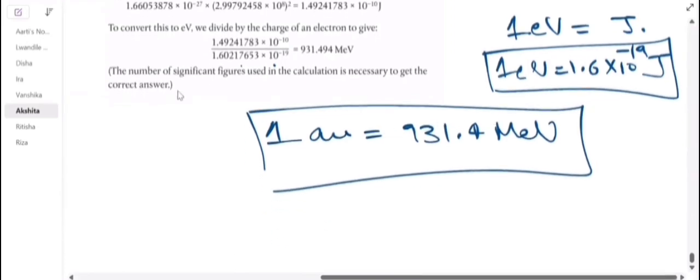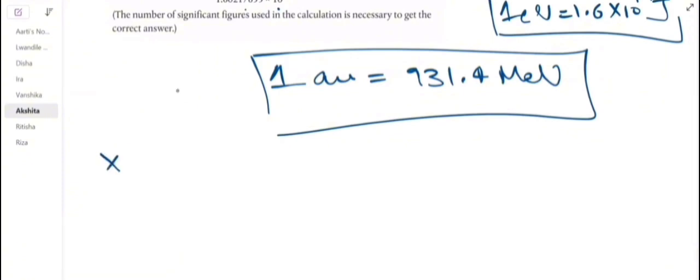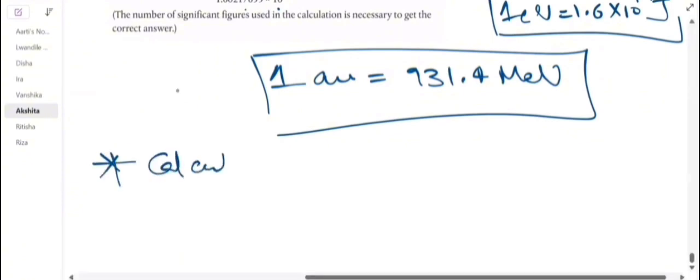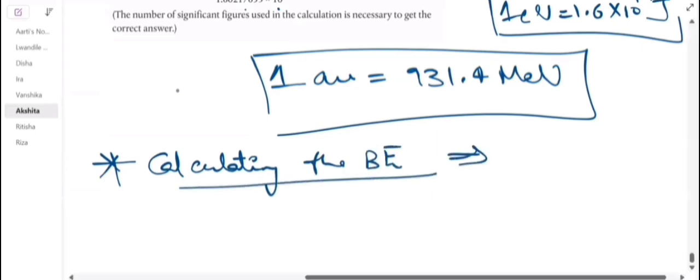Now let's calculate the binding energy. Okay, I'll show you that thing also. So you just have a look over this.